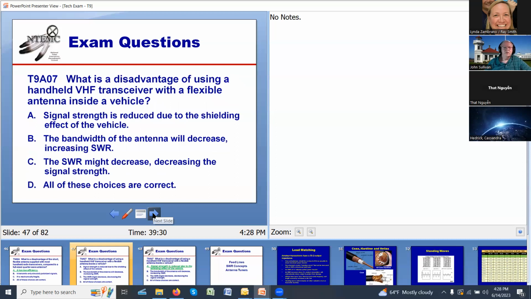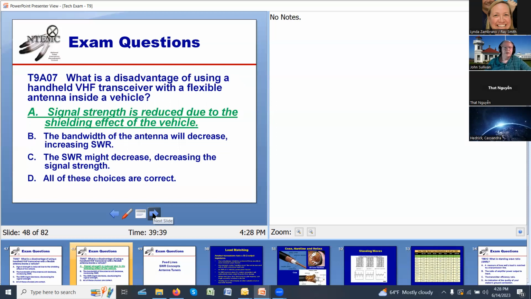What is a disadvantage of using a handheld VHF transceiver with a flexible antenna inside a vehicle? Well, we didn't really talk about this, but just think about it. The signal strength is going to be reduced because you're inside a metal box, essentially, that's going to shield those radio waves from getting out. So the signal strength is going to be reduced. You don't want to use your HT inside a vehicle if you want to get good performance.